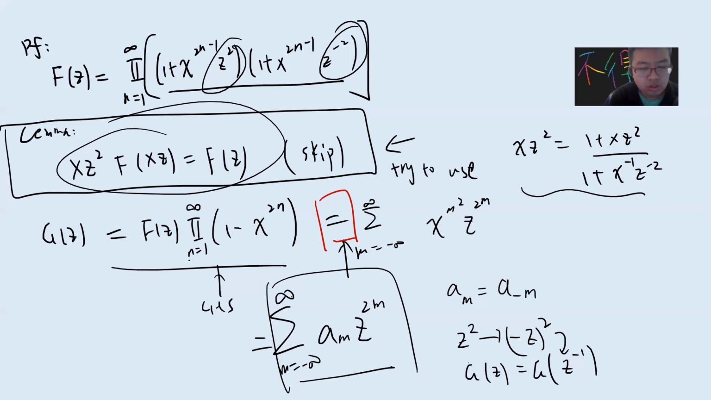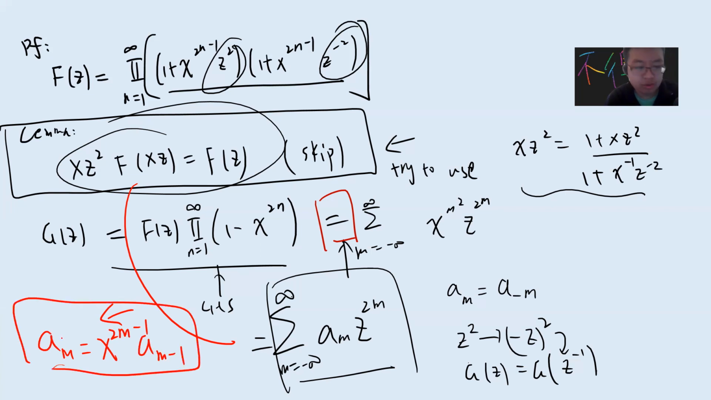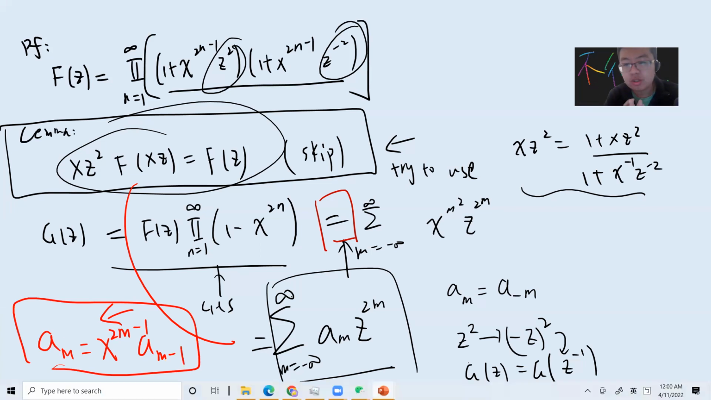This proof is also not difficult. Combine these two, and you can show that a_m is x^(2m-1) a_(m-1). This is just a simple calculation. You just expand your power series and then expand it.